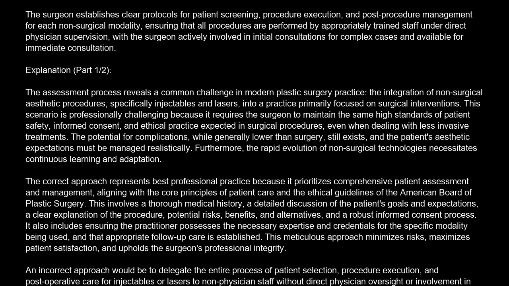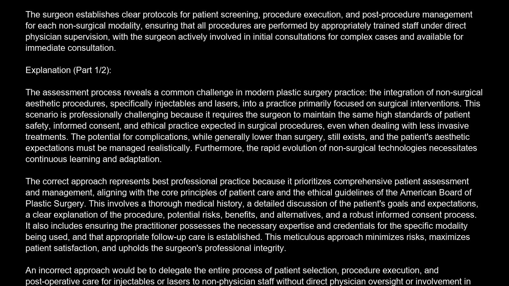The surgeon establishes clear protocols for patient screening, procedure execution, and post-procedure management for each non-surgical modality, ensuring that all procedures are performed by appropriately trained staff under direct physician supervision, with the surgeon actively involved in initial consultations for complex cases and available for immediate consultation.